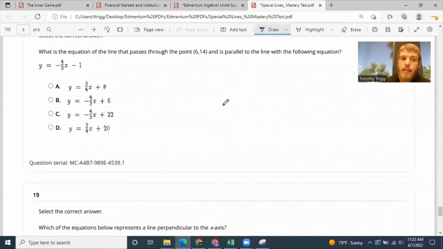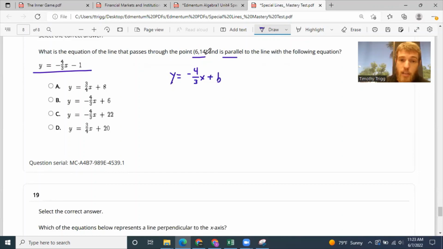What is the equation of a line that passes through the point (4, 14) and is parallel to this equation? So since it's parallel, they would have to have the same slope. So we know our correct answer choice should have the same slope as this one, 4/3. So we know our correct answer will say y equals -4/3 x plus something.